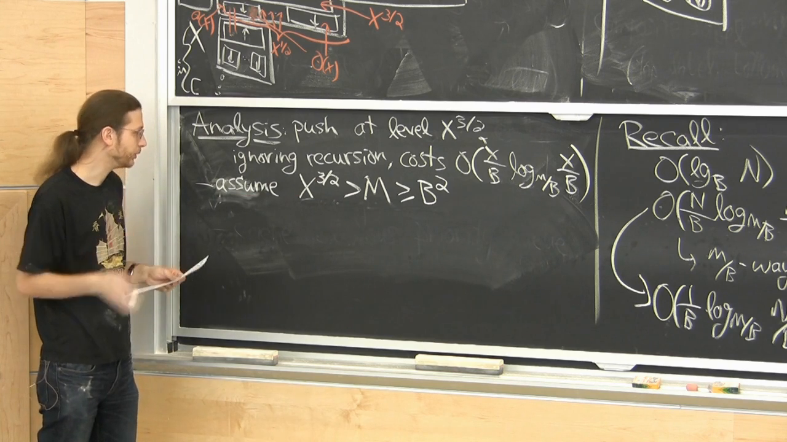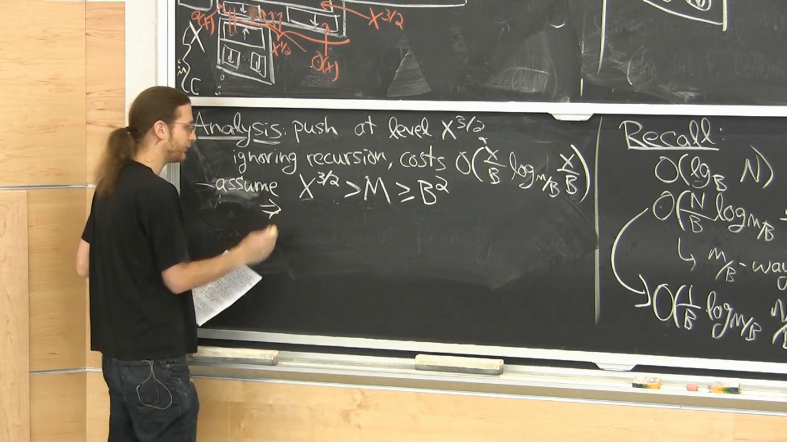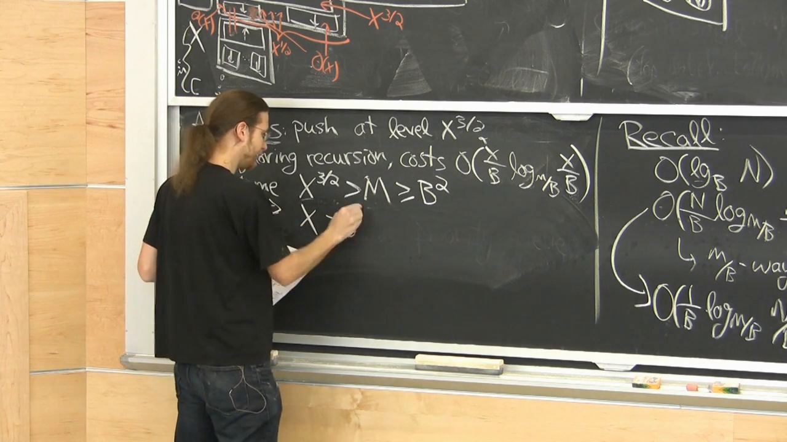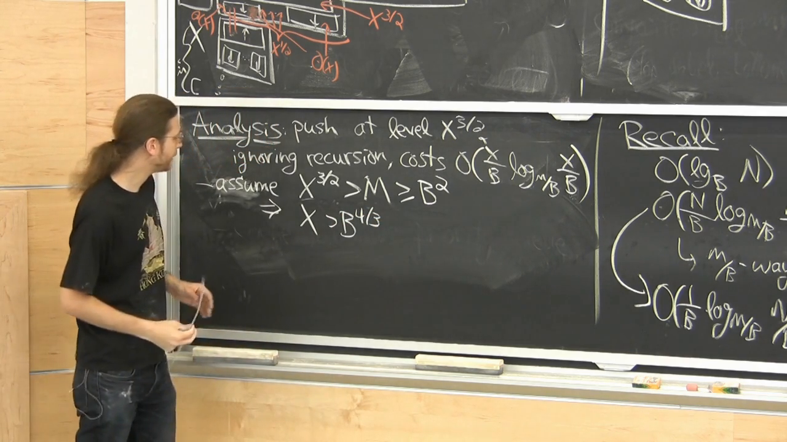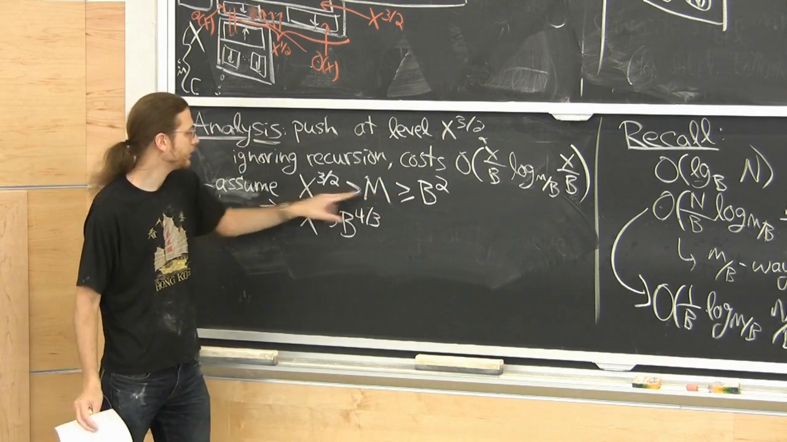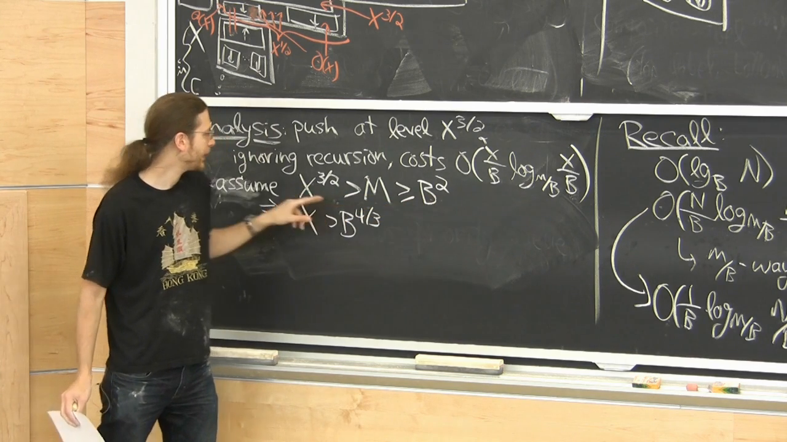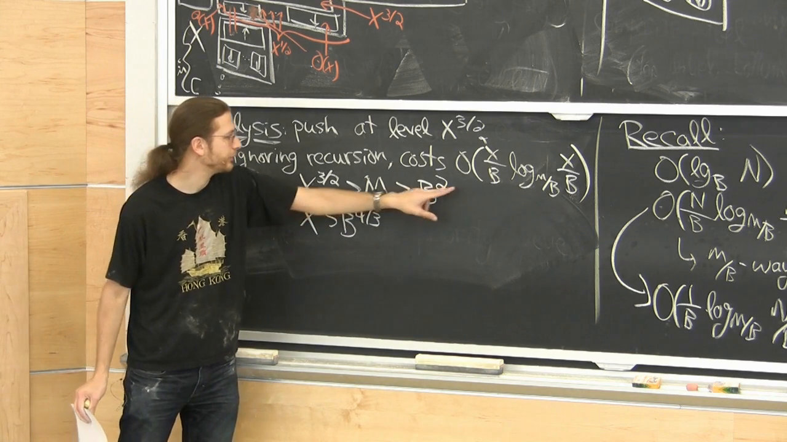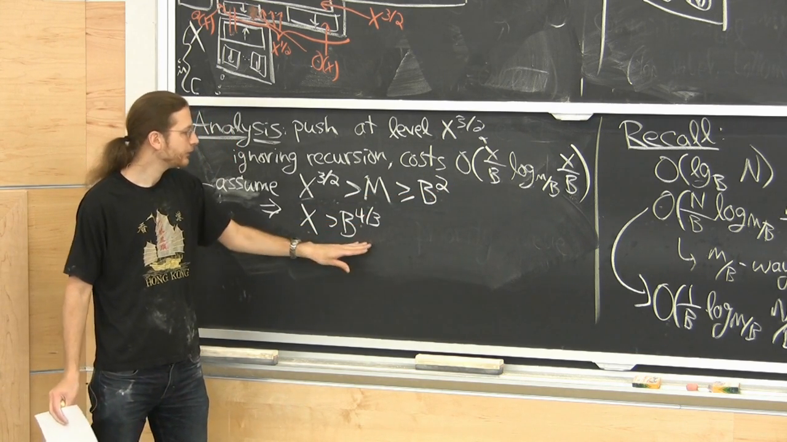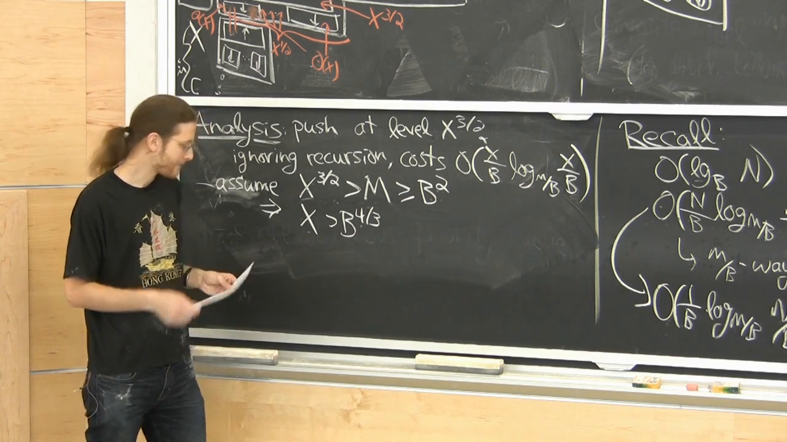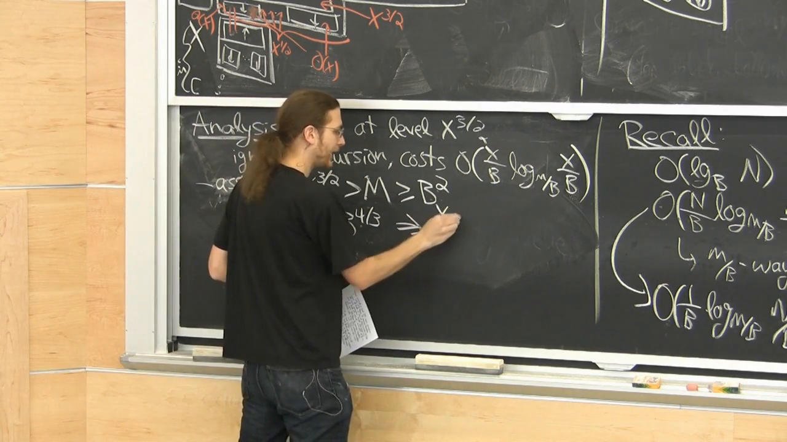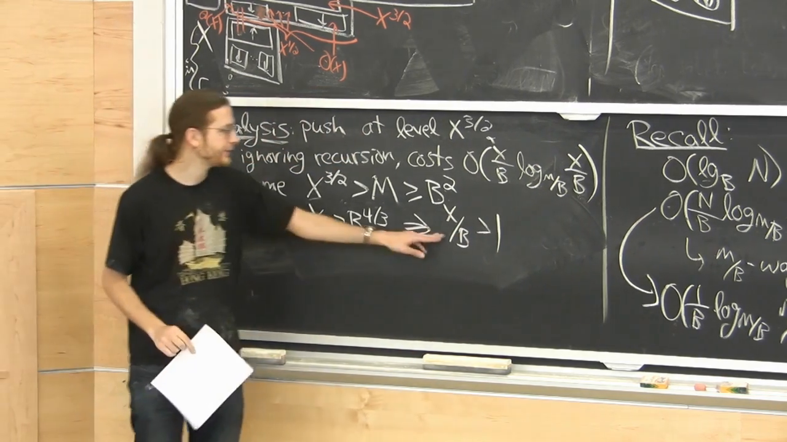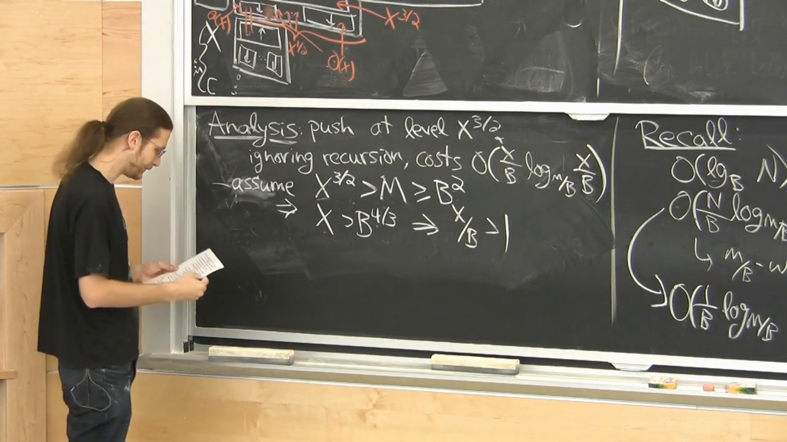OK, cool. So if we just do some algebra, the claim is that x is greater than B to the 4/3. That's just taking this inequality, x to the 3/2 is greater than or equal to B squared, and raising to the exponent 2/3. So this turns into x, and this turns into B to the 2 times 2/3, which is B to the 4/3. So x is quite a bit bigger than B. In particular, this means that x over B is bigger than 1, by a lot. But if we take ceilings on this, no big deal. So we don't have to worry about the ceilings.